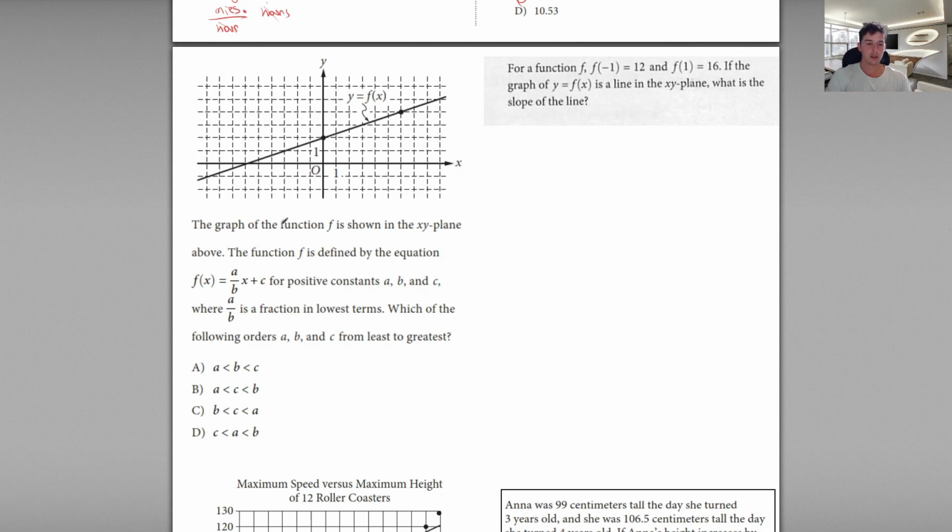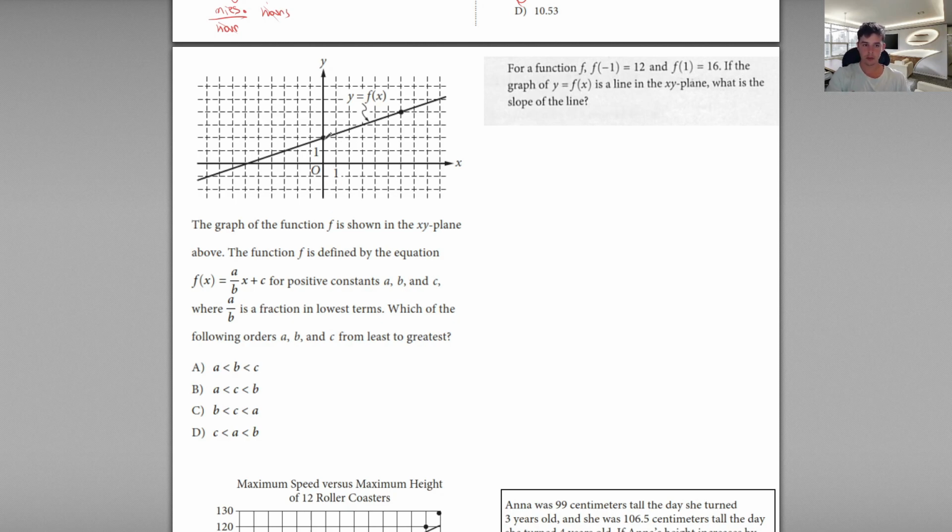So the graph of the function f is shown in the xy plane above. The function f is defined by the equation a divided by b x plus c. Okay, we know that a over b is the slope, and c is the y-intercept, where a over b is a fraction in lowest terms, so in the most simplified version. Which of the following orders a, b, and c from least to greatest?